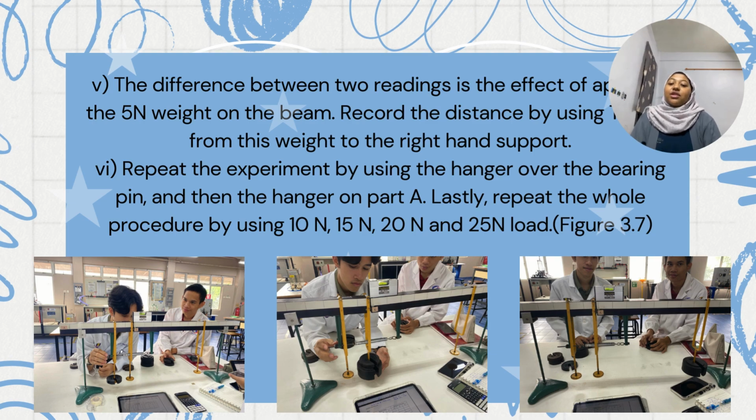Next, the difference between two readings is the effect of applying the 5 Newton weight on the beam. Record the distance by using table 2 from this weight to the right hand support. Lastly, repeat the experiment by using the hanger over the bearing pin and then the hanger on part A. Lastly, repeat the whole procedure by using 10 Newton, 15 Newton, 20 Newton, and 25 Newton load as shown in figure 3.7, and also record in table 2.